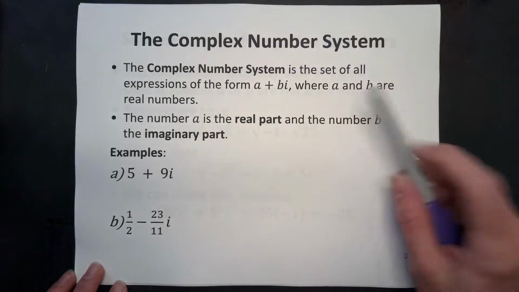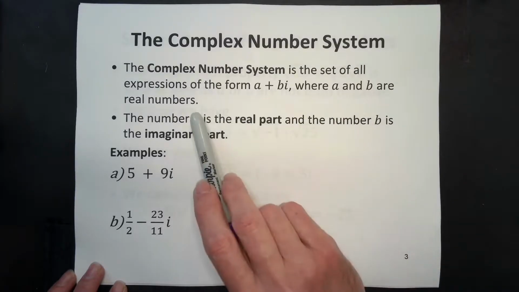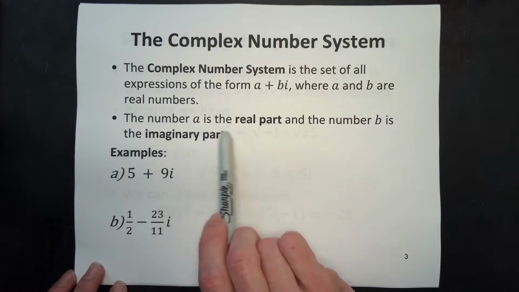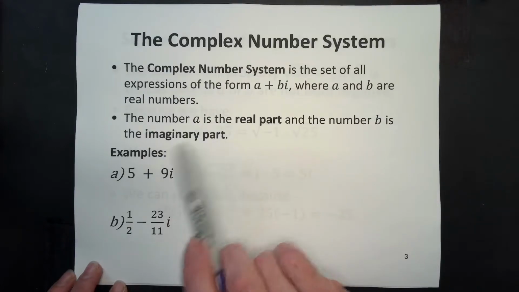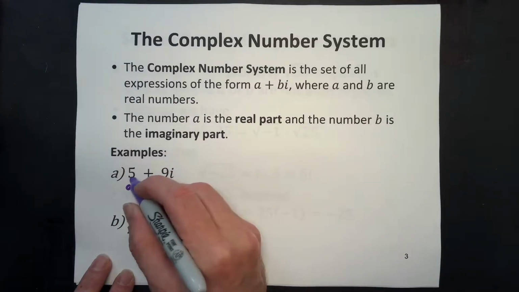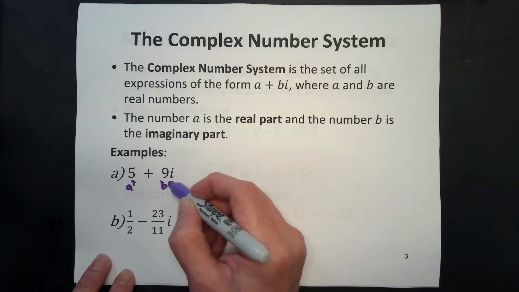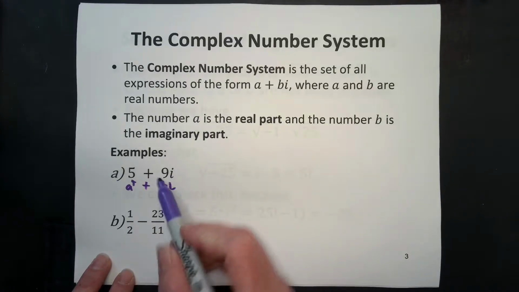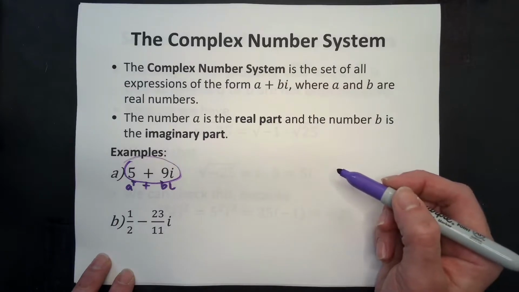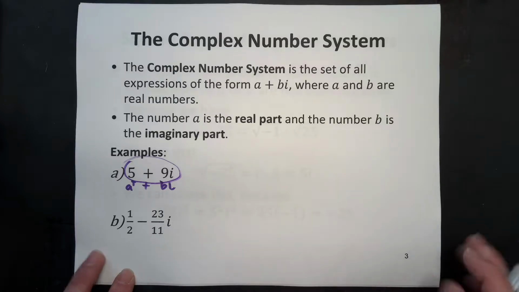The complex number system is the set of all expressions of the form a plus bi, where a and b are real numbers. The number a is the real part, and the number b is the imaginary part. So here we have some examples, where we have our a part, our real part, which would be the 5, plus 9i, and 9 would be the b part. Remember, this is one number. This expression right here is one complex number. Here's the second example. You can have fractions, you can have square roots, you can have any real number. Here we have one half minus 23 over 11 i.